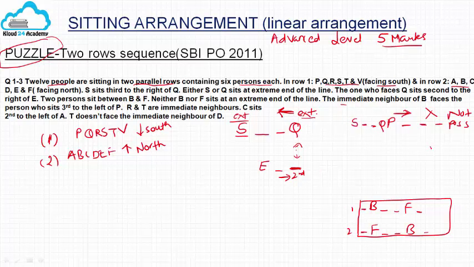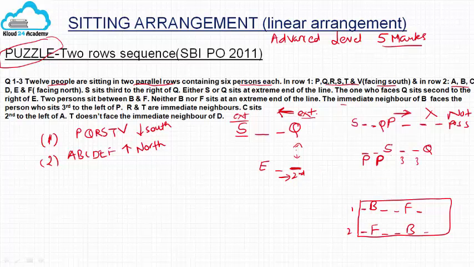Like this: Q dash dash S. Now P will be either here or here, either at first or at second. Why? Because there is a third person to the left of P. If P sits here, then the third person will be 1, 2 and 3. Or if P sits here, then the third person will be 1, 2 or 3.